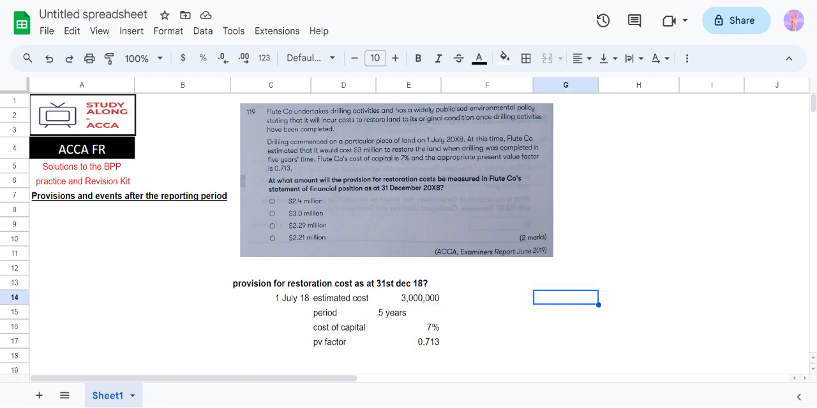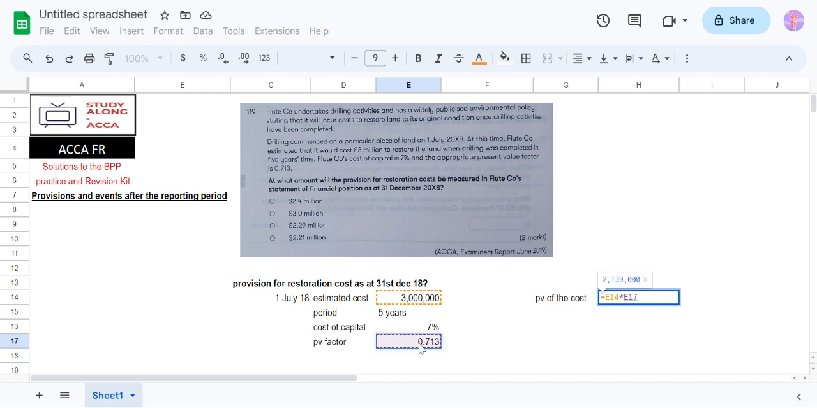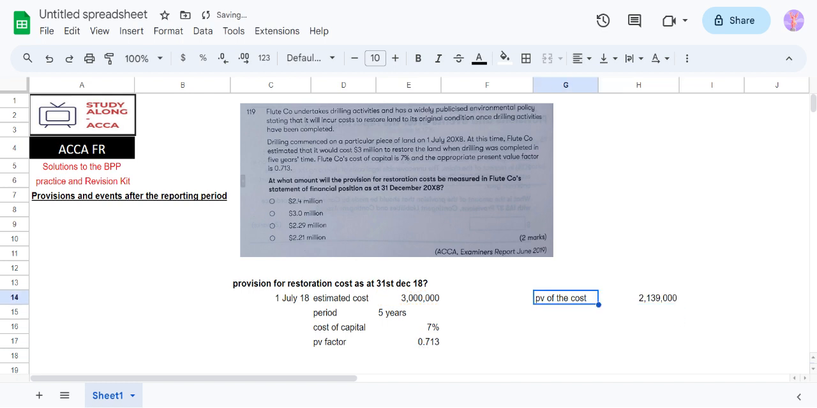So we will calculate the present value of the cost. What is the present value of this 3 million? 3 million we will incur at the end of the 5 years, but what is the present value as of today? So we will take this estimated cost and multiply it by the present value factor. So we will get our present value of the cost.